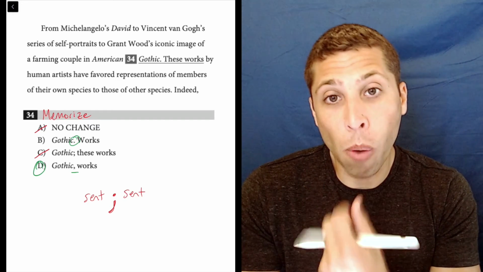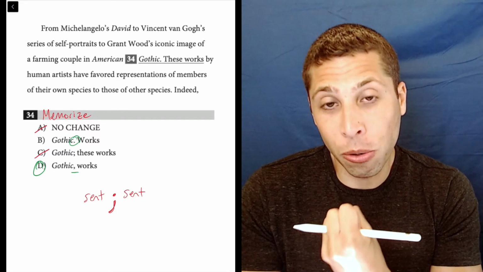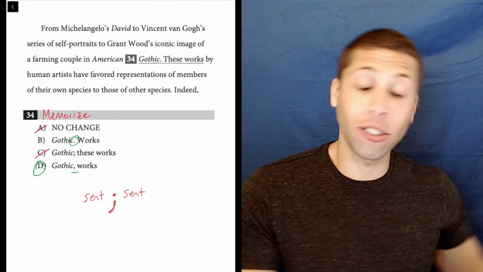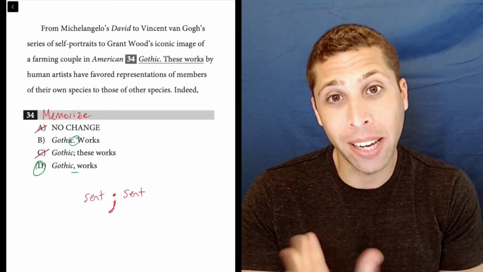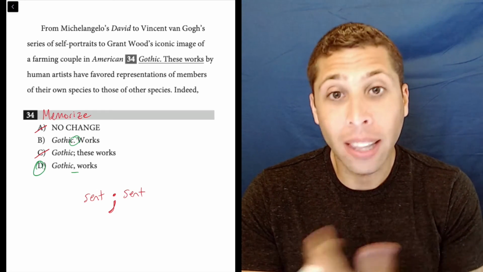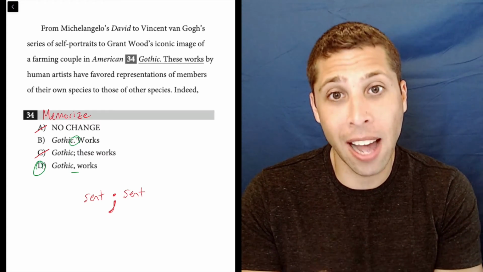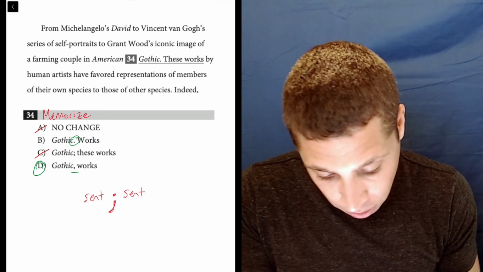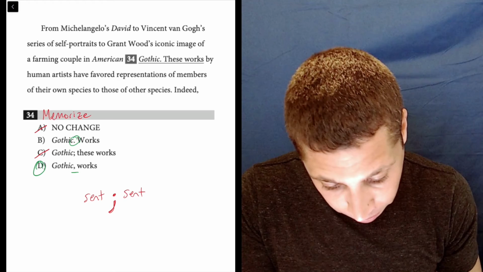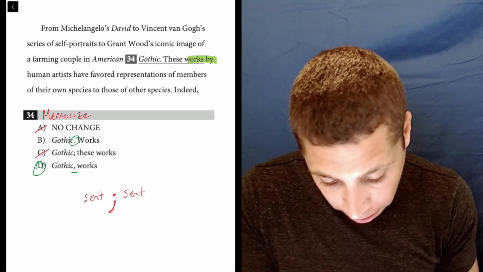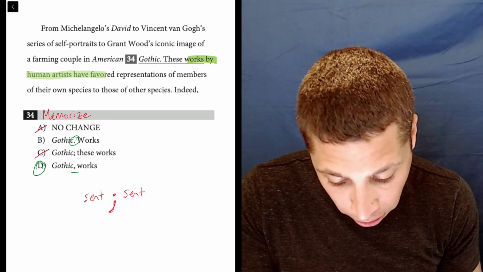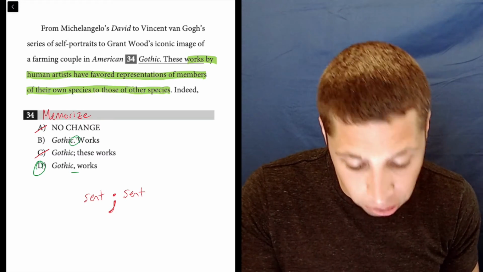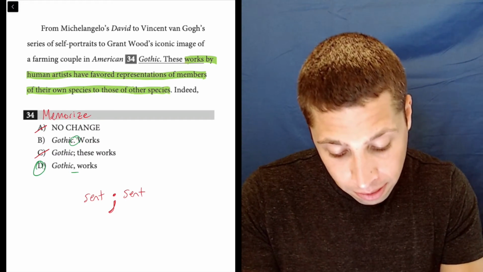Right? So what we need is to look for some sort of action, and there isn't one. It's a long introduction. And that's why people think we might be able to put a period there. But length is not what we're testing. It's not about that. It's about the structure. And so the real sentence here is where it says, works by human artists have favored representations of members of their own species to those of other species. That's the main sentence. Okay?